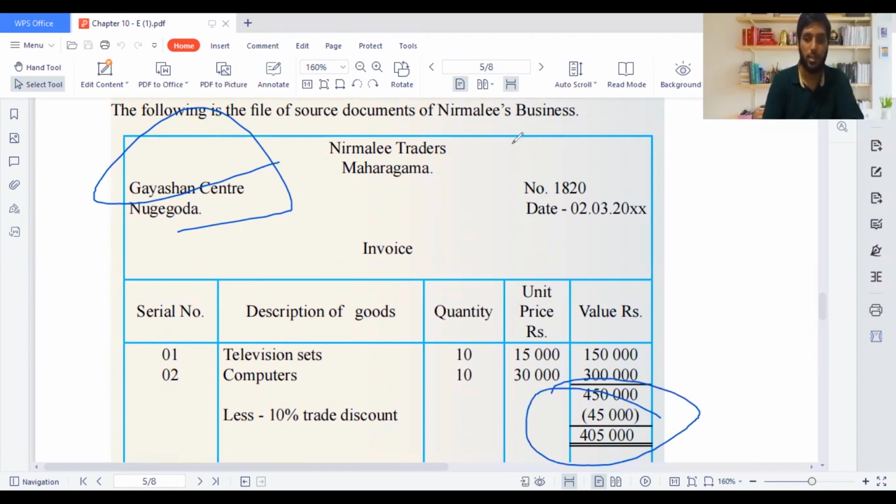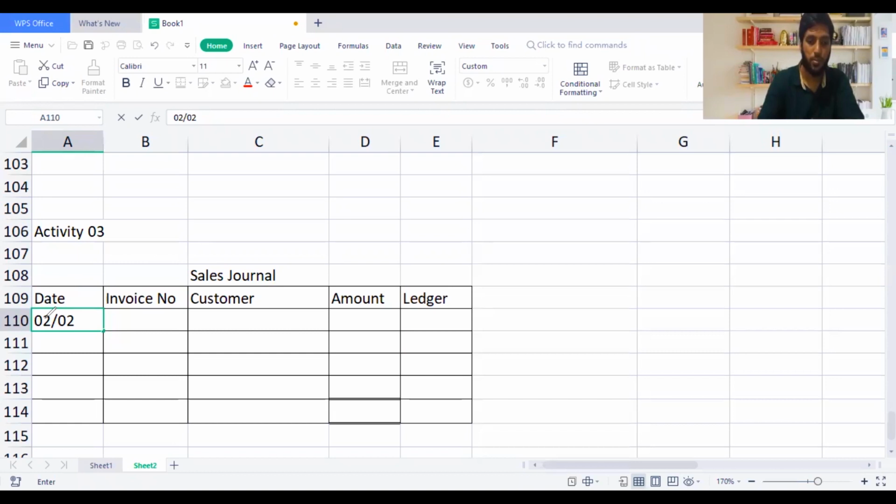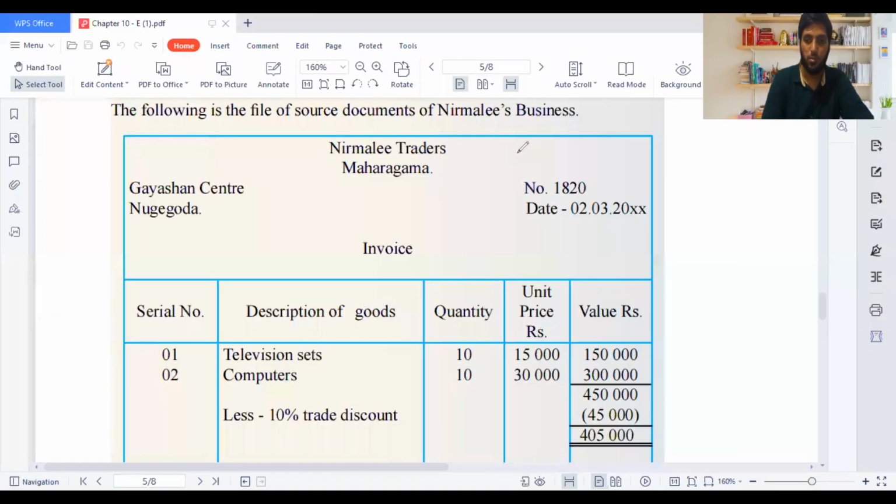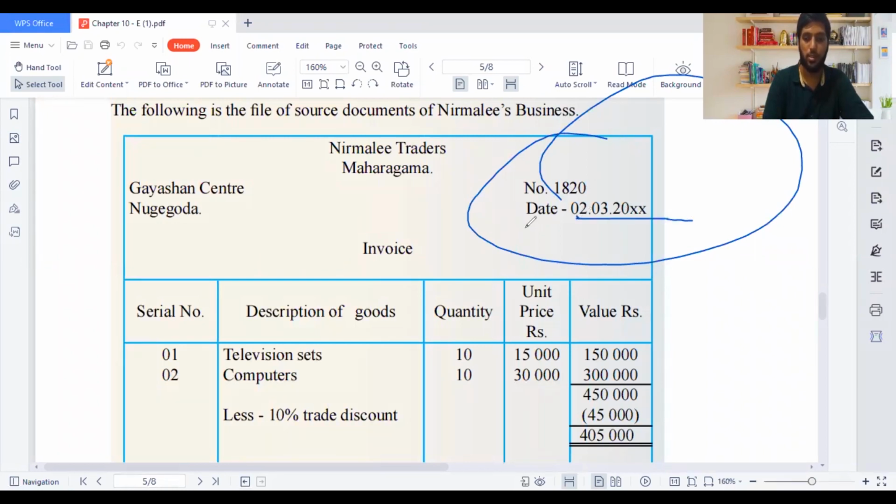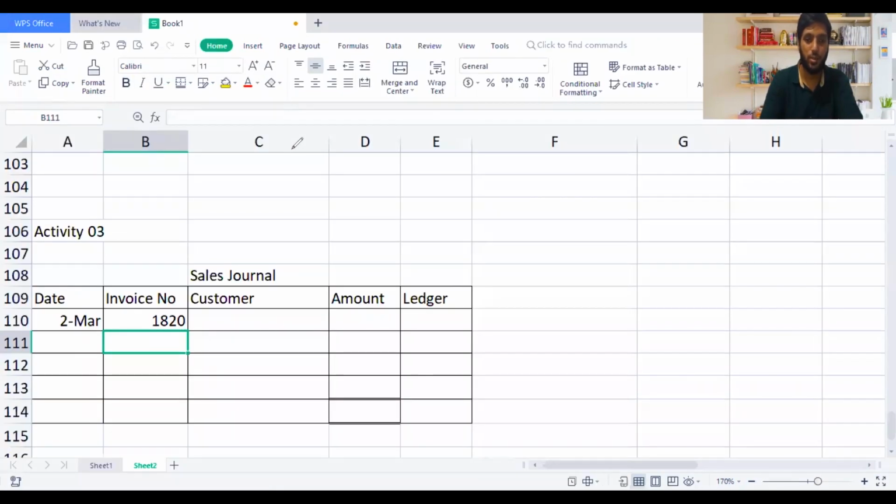So I'm going to take the date, second, third. You guys can see second, third. Second March. What is the invoice number? 1820, which we saw now. The date, where did I get this date from, guys? The date is here. You guys can see the date. 1820, and the date we have taken second, third, 2000. They have not given the year, so we just took second, third. And Gayashan Center we have taken, so you don't want to write Gayashan Center, you can just write the customer's name, Gayashan. So the amount is 405,000.